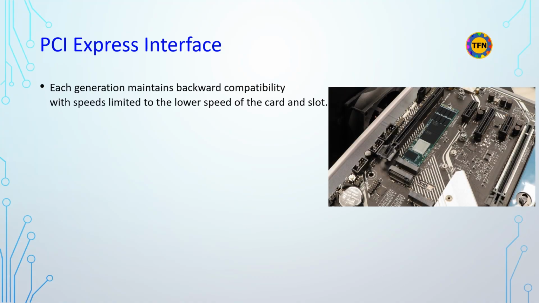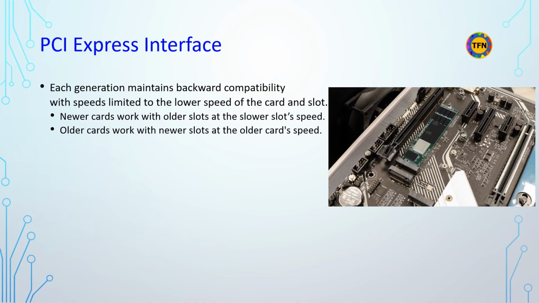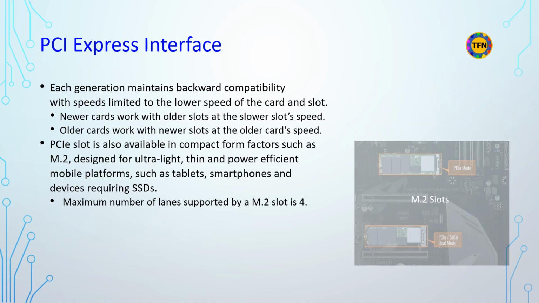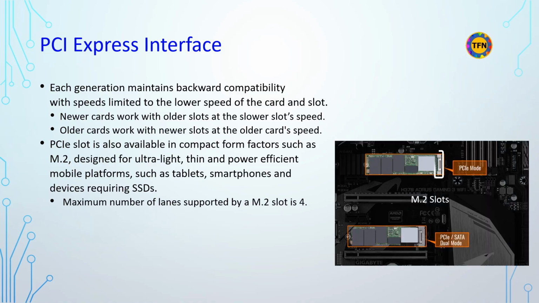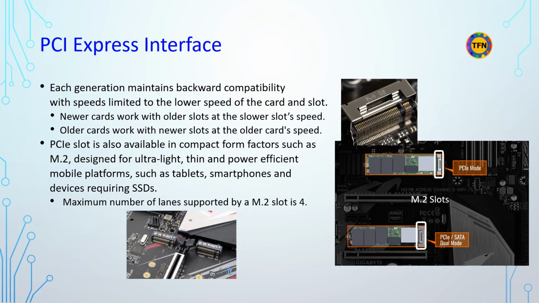Each generation of the PCIe interface maintains backward compatibility, but when two generations are mixed, it operates at the speed of the slower generation. The PCIe slot is also available in compact form factors such as M.2, designed for ultralight, thin and power-efficient mobile platforms, such as tablets and smartphones. The maximum number of lanes supported by an M.2 PCIe slot is 4.